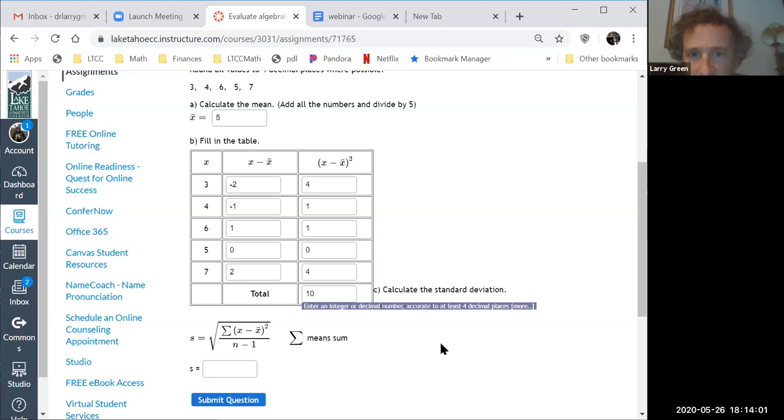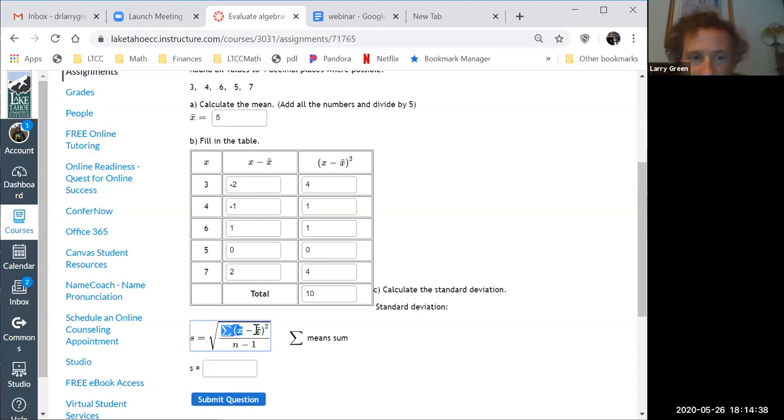Okay, then it says calculate the standard deviation. And it says the standard deviation, S. S is the letter used for standard deviation. It's the first letter of standard deviation for a sample. Is the square root. And then it says sigma. This thing is sigma, by the way. Capital sigma means sum. Of the sum of x minus x bar squared divided by n minus 1. So we need to do that. Okay, I think that's maybe the hardest part about this, is how do you read that?